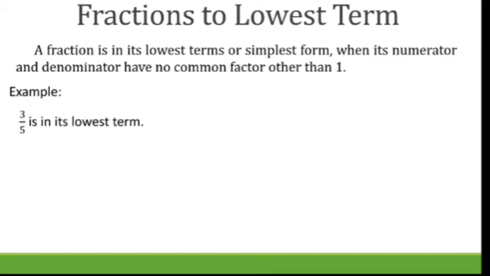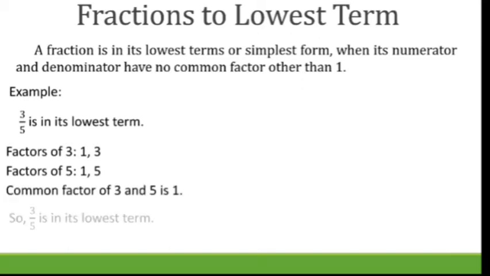So, bakit po natin masabi? Sige, kunin natin yung factor nila. So, yung factors of 3 is 1 and 3. Yung factors of 5 is 1 and 5. So, as you can see, ang common factor lang nila ay 1. Kung isa lang po yung common factor nila or yung 1 na yung common factor, ibig sabihin, naka-lowest term na yung fraction. So, therefore, 3 over 5 is in its lowest term.